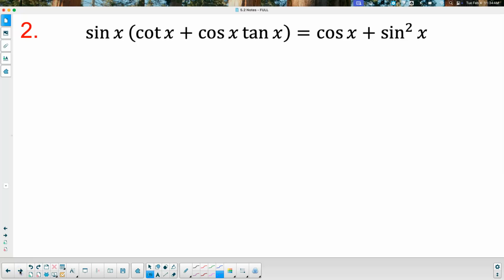Sine of x times the quantity cotangent of x plus cosine of x tangent of x equals cosine of x plus sine squared of x. I know which side I would choose. I want to hear which side you would choose.